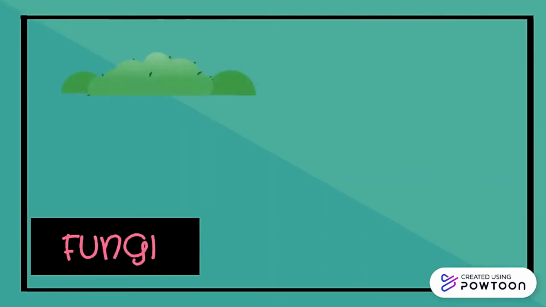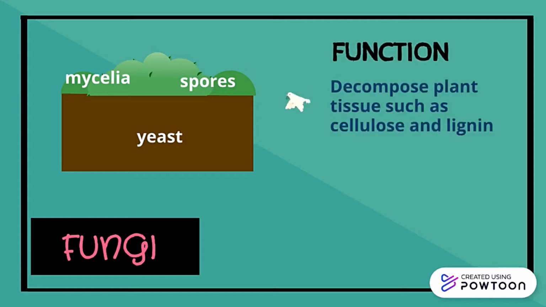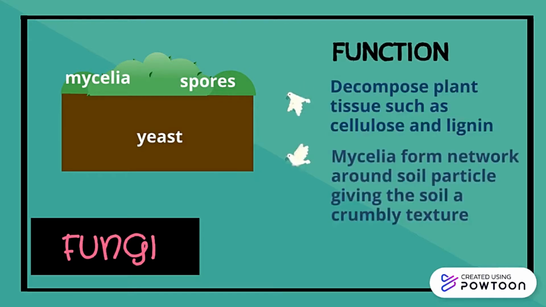Next is fungi. Mycelia and spores are abundant on the soil surface, while yeast is mostly in the soil. Fungi function to decompose plant tissue such as cellulose and lignin. Mycelia form a network around soil particles, giving the soil a crumbly texture.